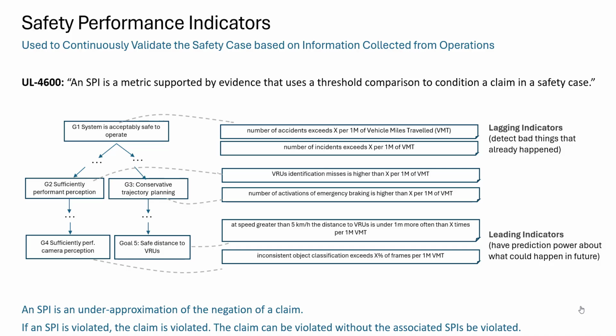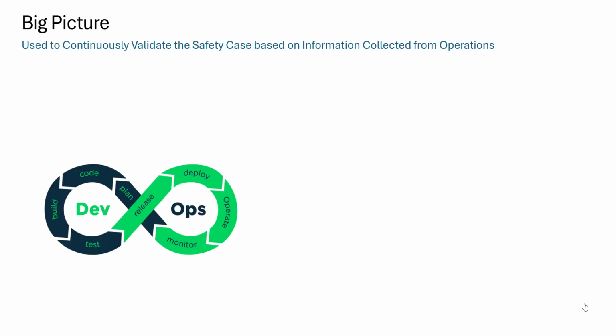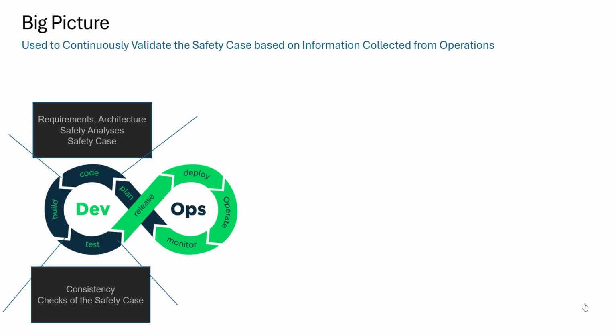This brings us to the need for continuously checking the safety case both during development phase, continuous integration/verification, as well as post-deployment, continuous validation based on operational experience. Continuous verification and validation is performed not only at system level, but also at subsystem or component levels. Looking now at a bigger picture, in the continuous development operations setting, we have, besides the source code itself, also other artifacts like the design or safety case which need to be continuously verified.